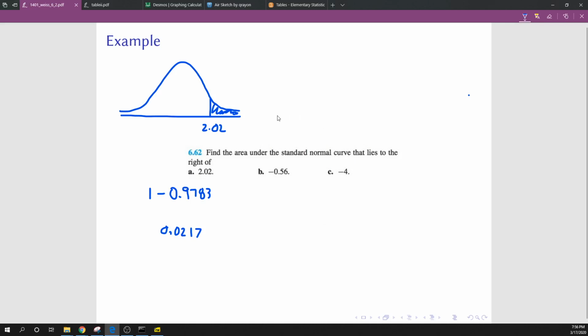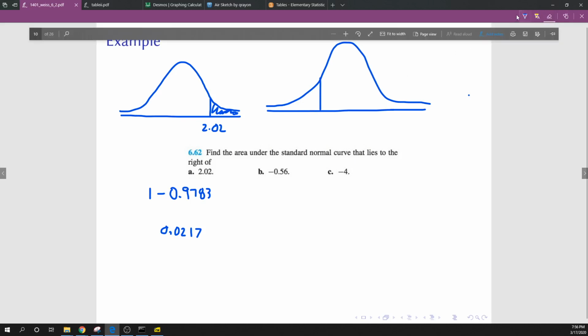Next one, very similar. There's a standard normal curve. Remember, 0 is right here in the middle, so a negative number is going to be somewhere to the left of 0. It's going to look like that, only that's not what we want, because we want the area that's to the right of this. Again, the problem is that table 2 only gives us the area that's to the left. We already know how to fix that from the previous example.